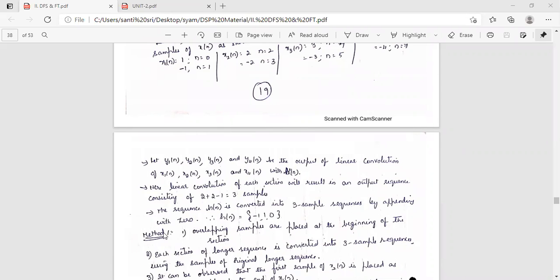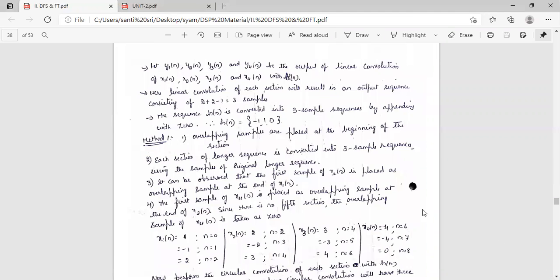So here we have two methods of overlap save method. In the first method, first of all, we will section this x of n into four sections: x1 of n, x2 of n, x3 of n, and x4 of n. In the earlier one, we had two samples, for n equal to 0 and n equal to 1. But in overlap save method, a third sample will be appended.